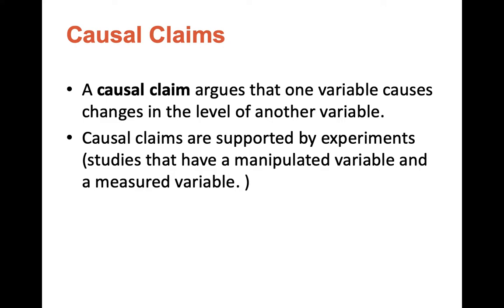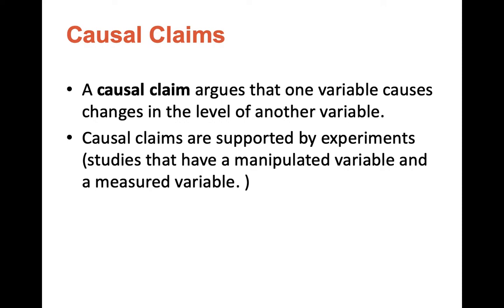So moving on to the third, whereas an association claim says that there's a relationship between two variables, a causal claim goes further, and it argues that one variable causes changes in the level of another variable. So a causal claim is about cause and effect. Association is a prerequisite for causation. So in order for there to be a cause and effect relationship between two variables, they necessarily need to be associated. You can't have causation without correlation.